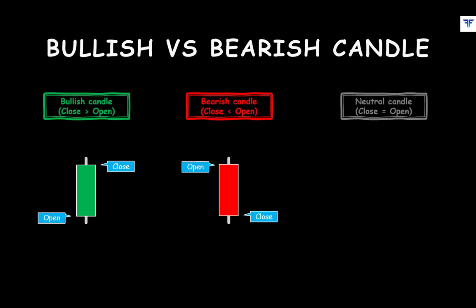Sometimes, the opening and the closing price could be the same or almost the same, in which case the body will resemble a horizontal line. When the open and close are the same or almost the same, it indicates that neither the buyers nor the sellers were in control of price for the chosen period.